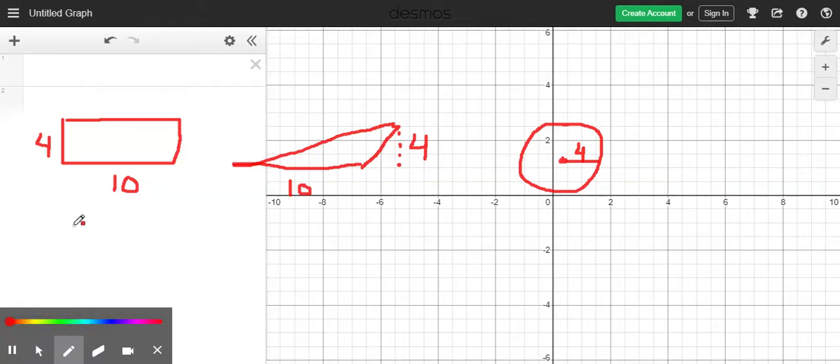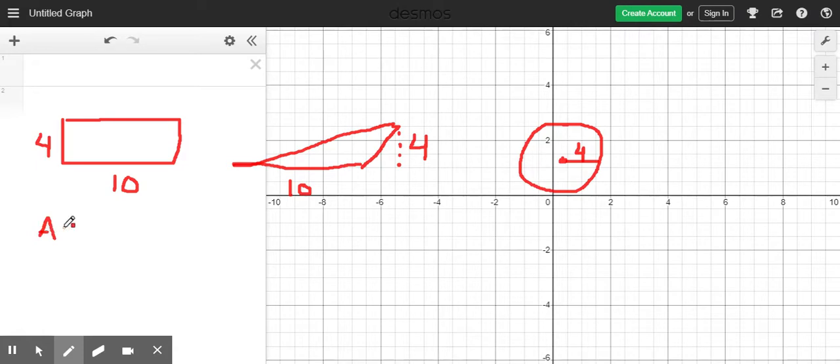Okay, so the area of a rectangle is length times width. So in this case, it would be 4 times 10, which is 40. That's if you have a rectangle, or if this was all tilted as a parallelogram, you would have base times height, and it would still have an area of 40.